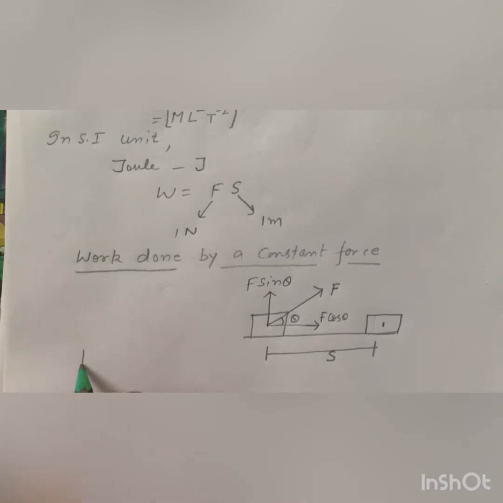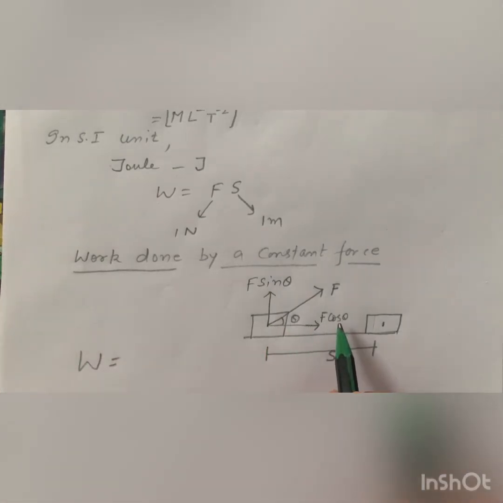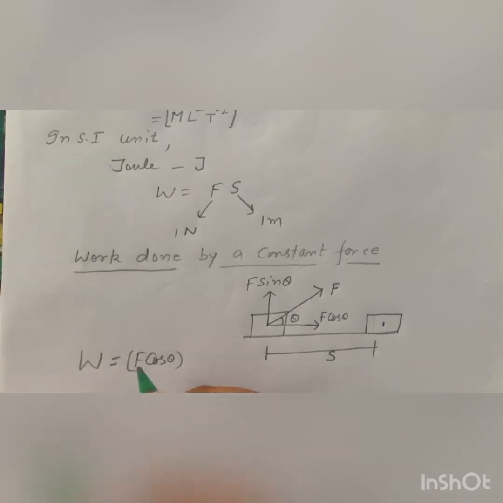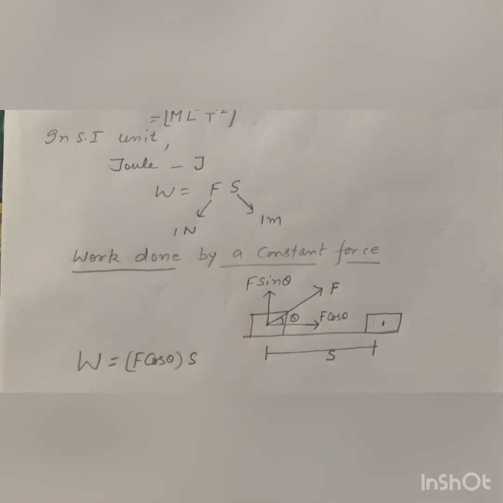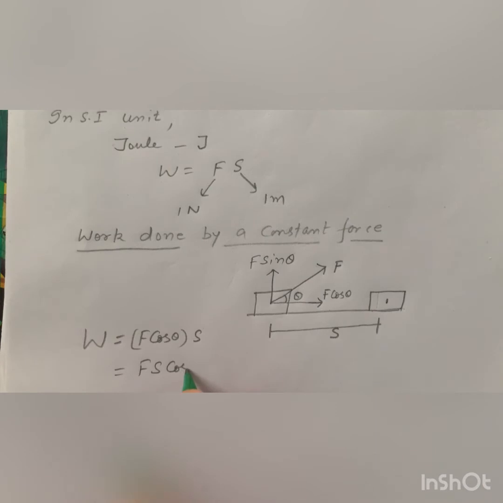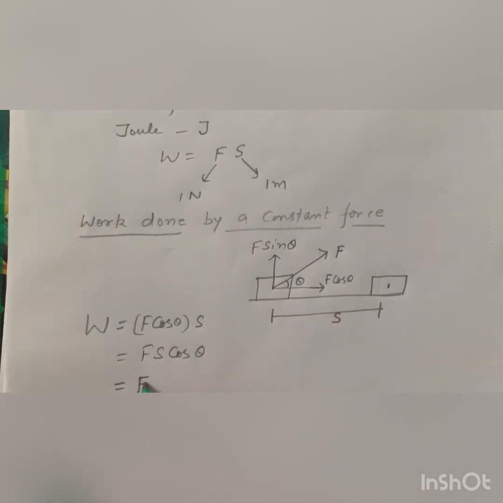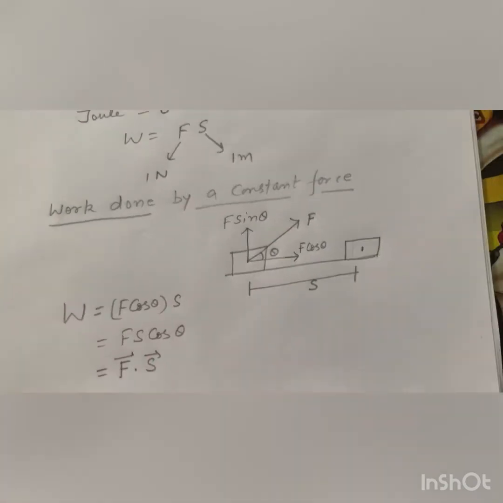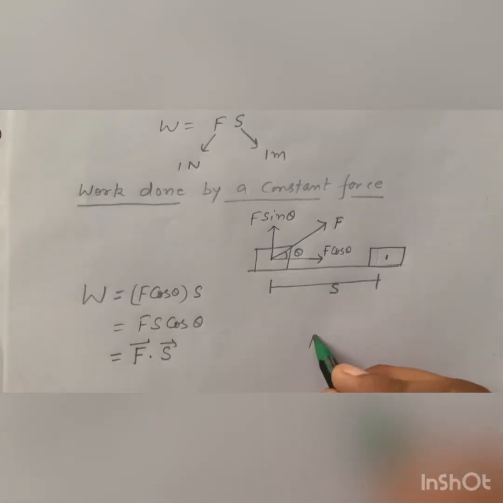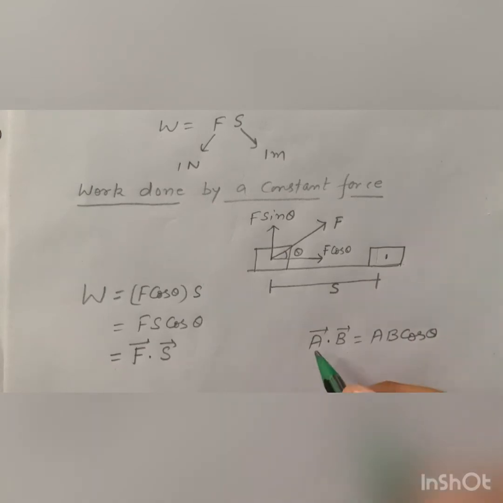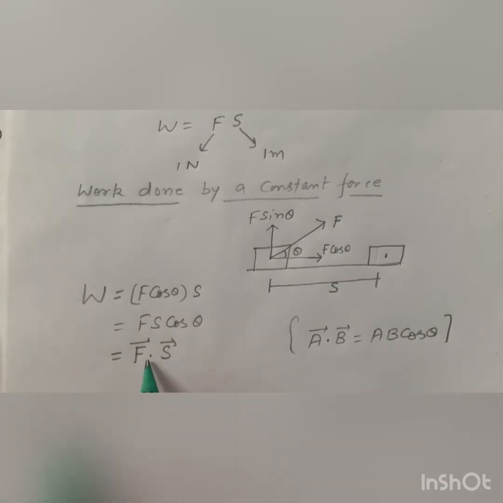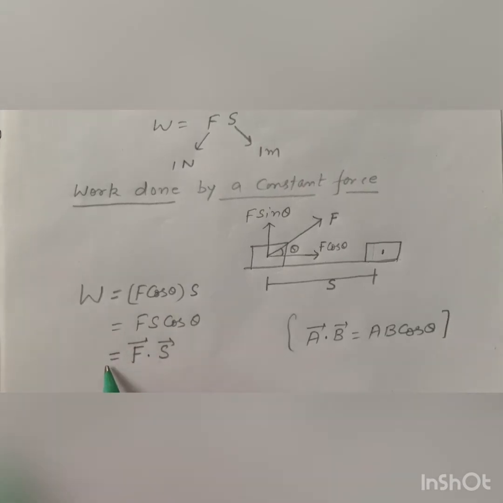Now we know that work done is equal to force applied in the horizontal direction into displacement. Now here in this case, force in the horizontal direction is F cos theta and displacement in the horizontal direction is S. So we have FS cos theta, or we can write it like this: F dot S. We know that the dot product of two vectors A dot B is equal to AB cos theta. So here we also know that the dot product of two quantities is a scalar quantity. It means work is a scalar quantity.